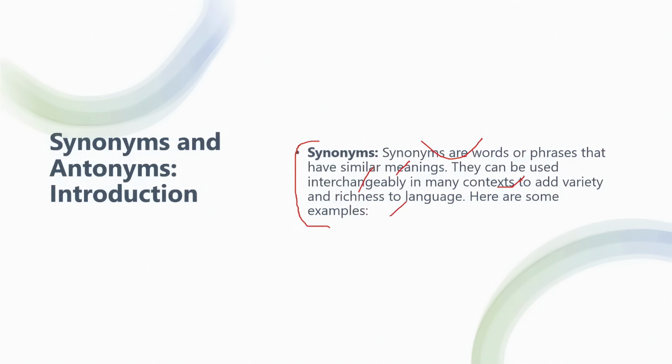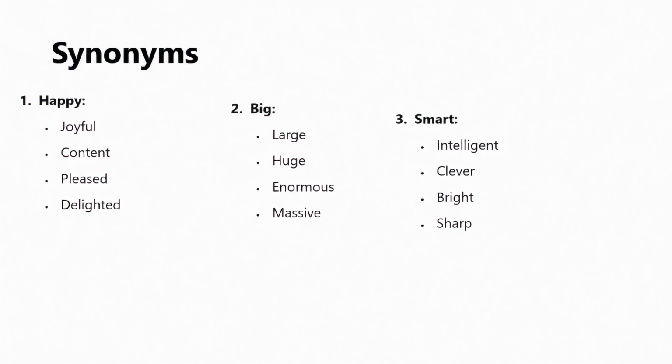They are not exactly similar. They may be used interchangeably, because if you keep on using the same word regularly, it might make your writing boring. So if there's a variety of words relating to a similar concept, it would add beauty and make a good impression. For example: happy, big, smart. Happy may be replaced by joyful, content, pleased, delighted. Big: large, huge, enormous, massive. Smart: intelligent, clever, bright, sharp.